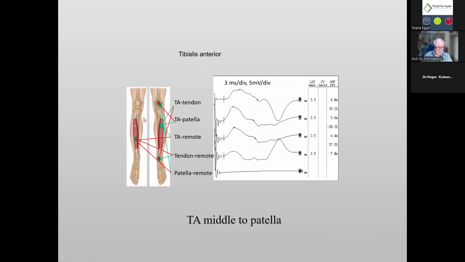The same thing with the tibialis anterior. The tendon is very active. Here is the tendon. You see it has big problems here. So we should use, the reference should be the patella. You see, patella is silent. So the real best recording is this one, patella, the tibial anterior to patella. So you should use the patella as the reference point, not down at the tendon.